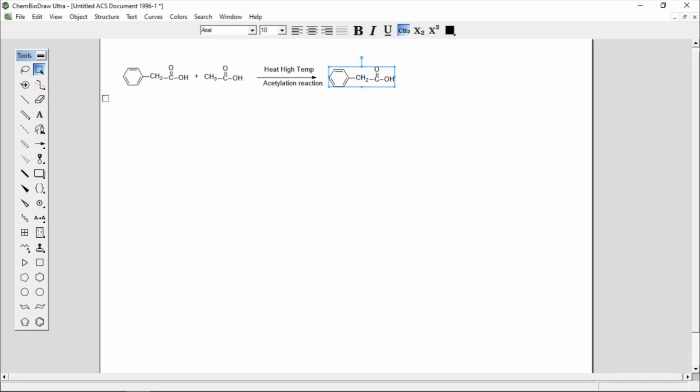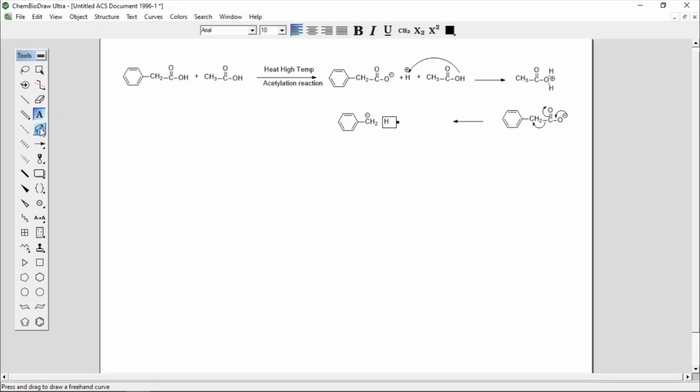So this is your phenyl acetate, plus H plus. This will act as a nucleophile in this reaction. So nucleophile.